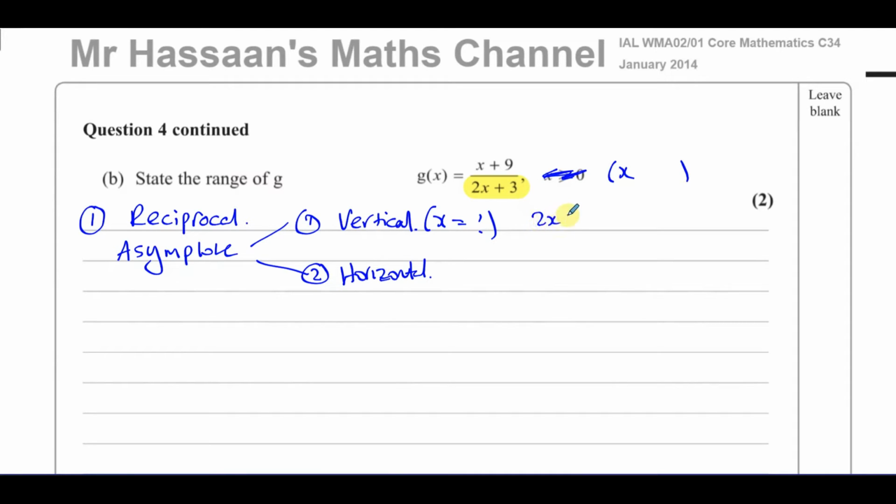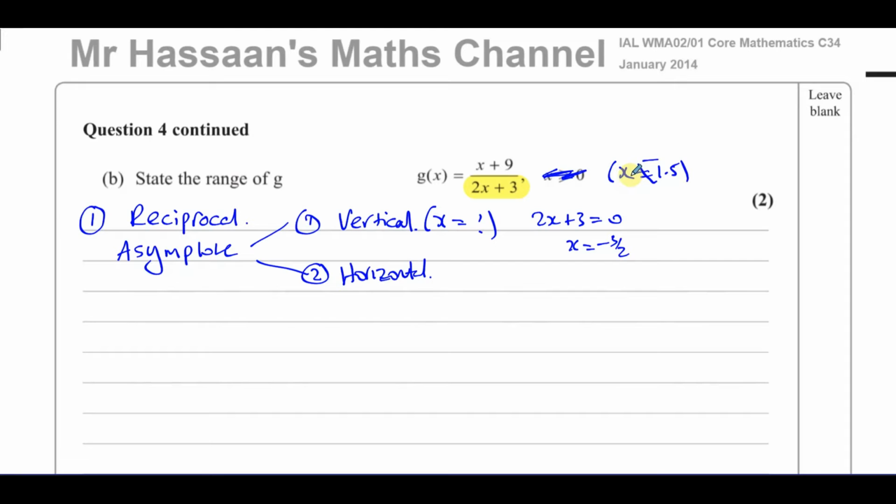So if you write 2x plus 3 equals 0, equate the denominator to 0, x is going to be minus 3 over 2, minus 1.5. So that's why this question would have something like this. Otherwise, it won't be a function. It will say x cannot be equal to negative 1.5. That should be mentioned in the question for you, for it to be a function.